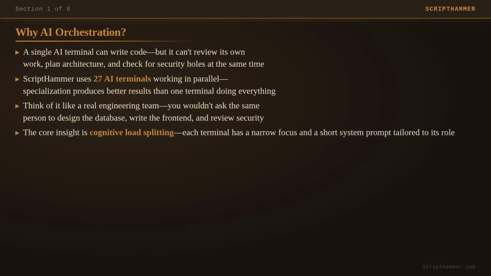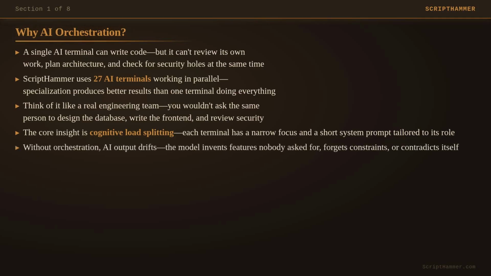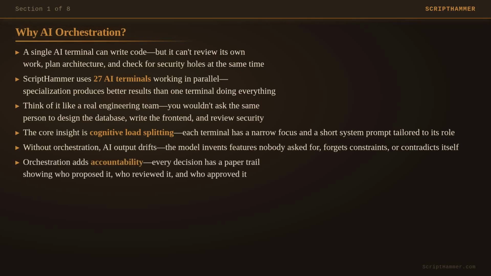The core insight is cognitive load splitting. Each terminal has a narrow focus and a short system prompt tailored to its role. Without orchestration, AI output drifts. The model invents features nobody asked for, forgets constraints, or contradicts itself. Orchestration adds accountability. Every decision has a paper trail showing who proposed it, who reviewed it, and who approved it.